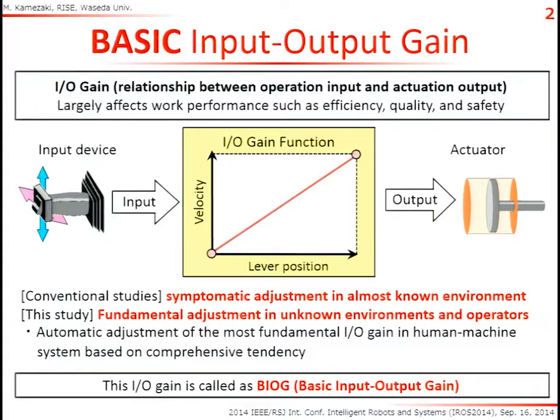Most of them focused on simple automatic adjustment in almost unknown environments. By contrast, this study focused on fundamental adjustment in unknown environments and operators' characteristics. This means the automatic adjustment of the most fundamental I/O gain in human-machine systems based on the comprehensive tendency. To distinguish it from conventional gain, we call this basic input-output gain BIOG.